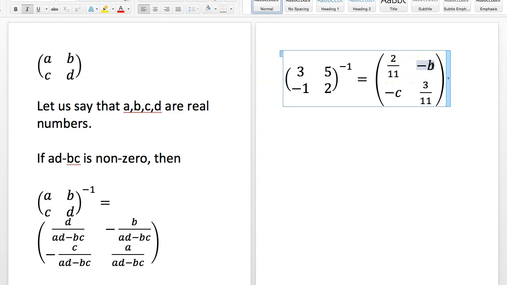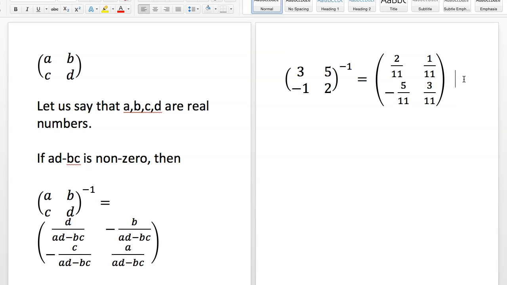And so I've got 1 there. I got neg 5 there. But I got to divide them by 11, don't I? I'm about to mess up on you. Sorry, guys. There it is. This is the inverse. Now, why do I call it the inverse?